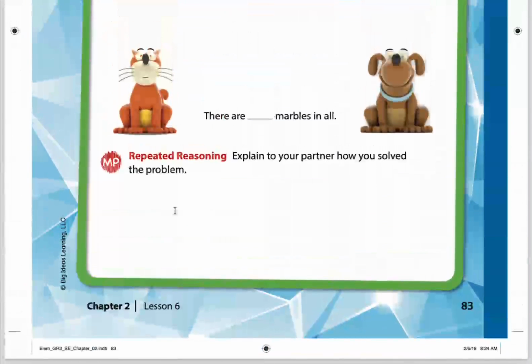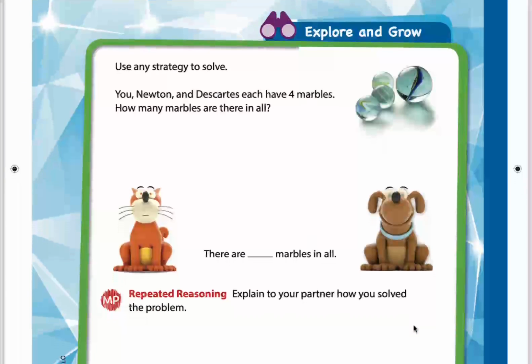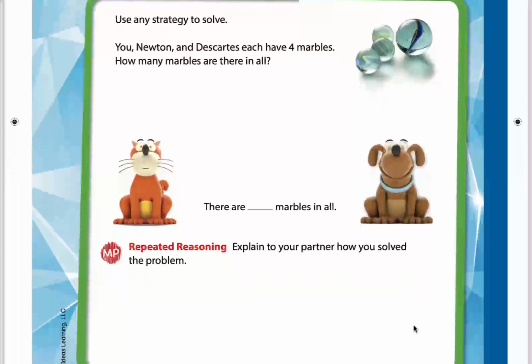So, to start my heroes, please open your books page 83. And let's see this question. Use any strategy to solve. You, Newton, and Descartes each have 4 marbles. How many marbles are there in all?